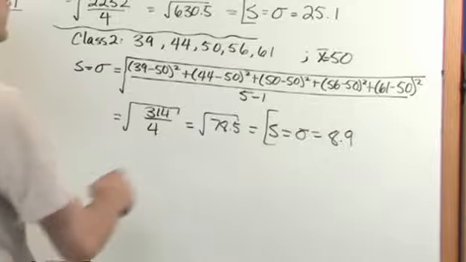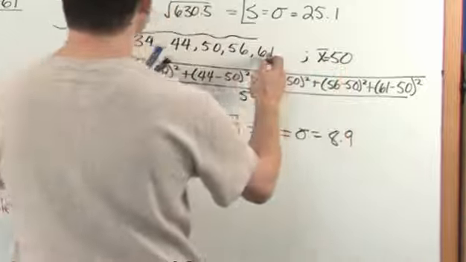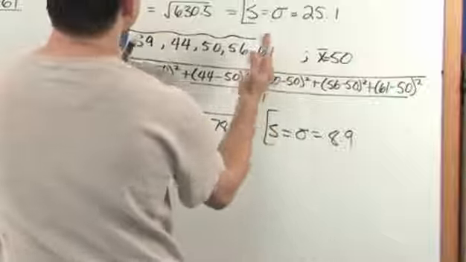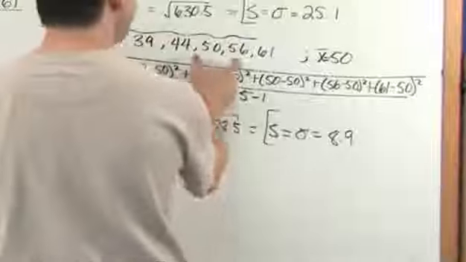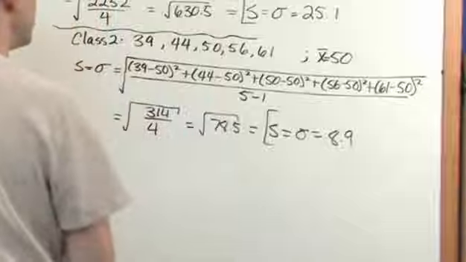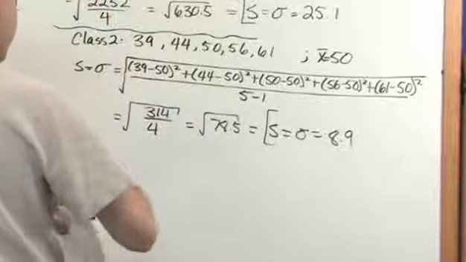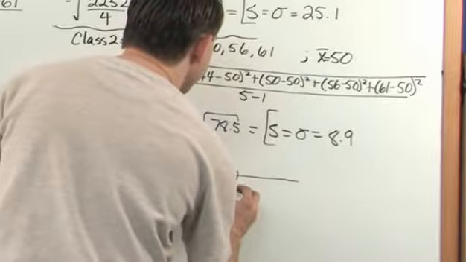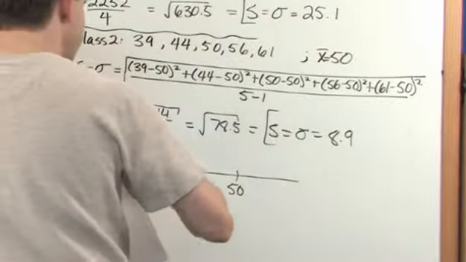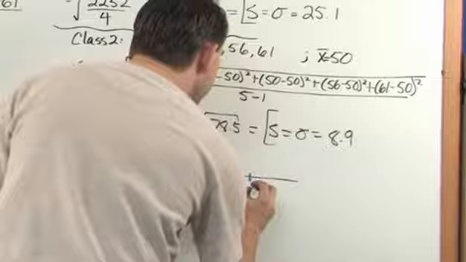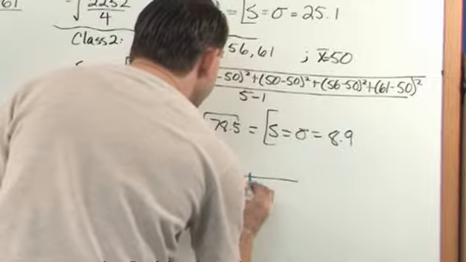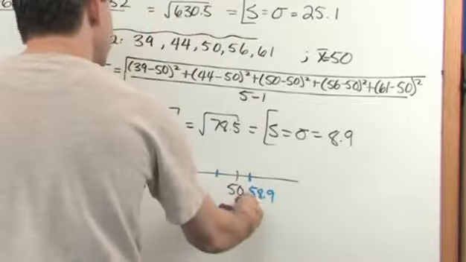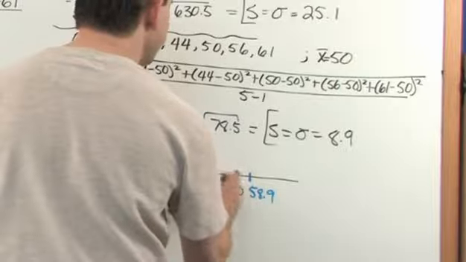Which means that even though the mean was in the same place, these class members are squished closer to the center. On average, they only deviate 8.9 points around the mean, which is 50. So if I draw the equivalent diagram as before, with a mean of 50, here would be 58.9, and here would be 8.9 points lower, and this would be one standard deviation.